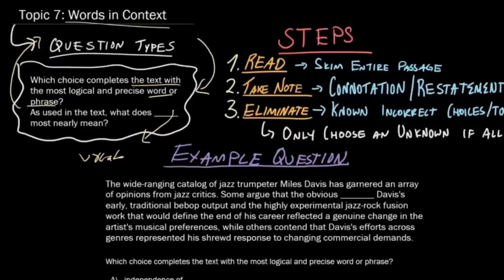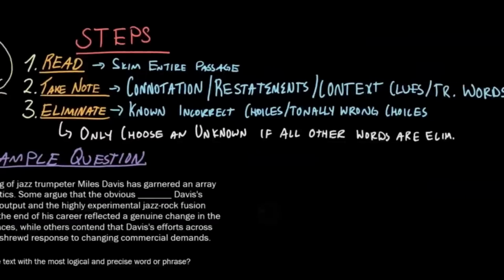Okay. So what they might give you here is a word that has a bunch of different meanings, like date, let's say. You have the fruit, you have the calendar date, you might have a romantic date, etc. What does that most nearly mean? Then they'll give synonyms for the different meanings of that word.